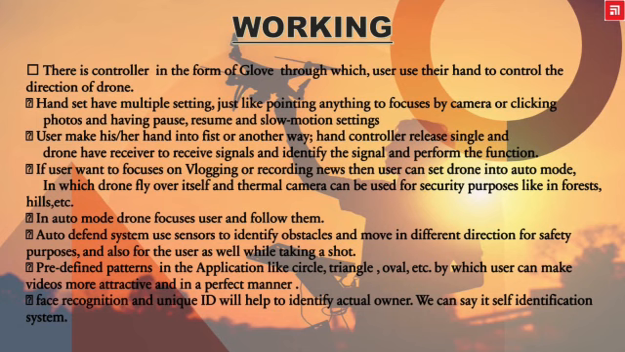If the user wants to focus on vlogging or recording news, then the user can set the drone into auto mode, in which the drone flies by itself, and the thermal camera can be used for security purposes like in forests, hills, etc. In auto mode, the drone focuses on the user and follows them. The auto defense system uses sensors to identify obstacles and move in a different direction for safety, also for the user while taking a shot.